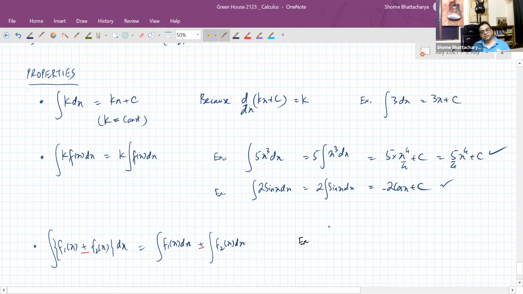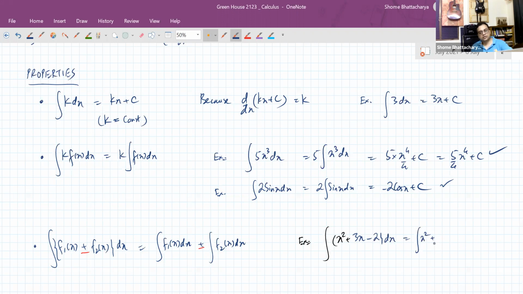So a simple example, if we are integrating, let's say, x square plus x plus 3. Let's make this more interesting: x square plus 3x minus 2. So this will become integration of x square plus integration of 3x minus integration of 2.